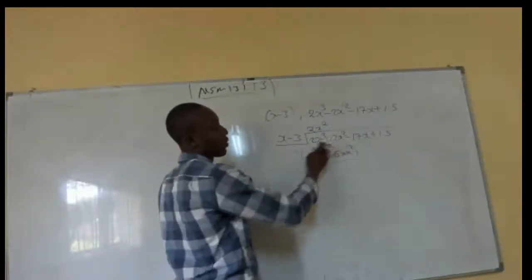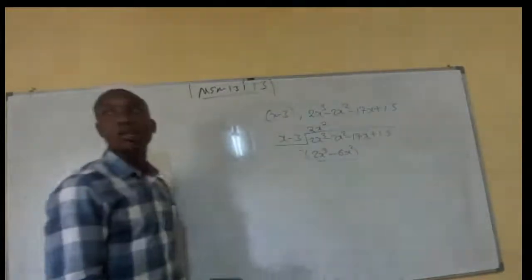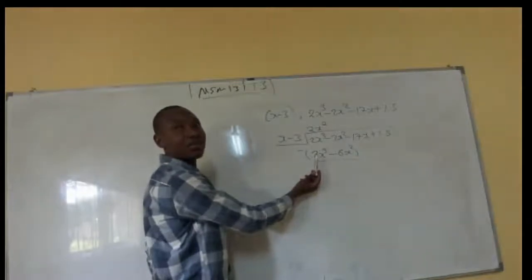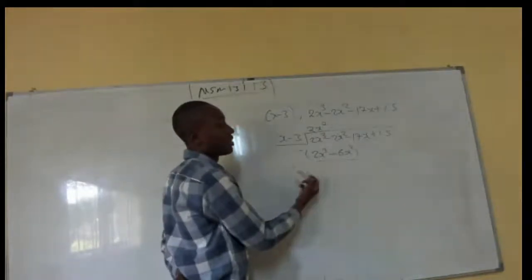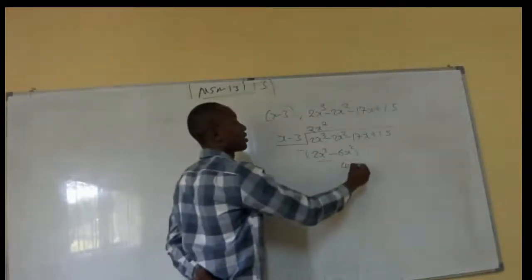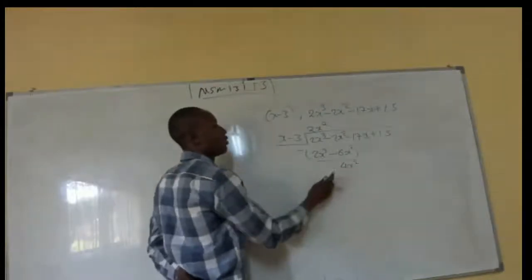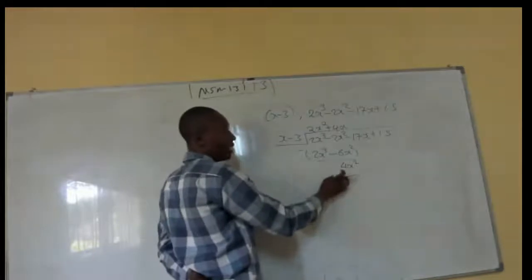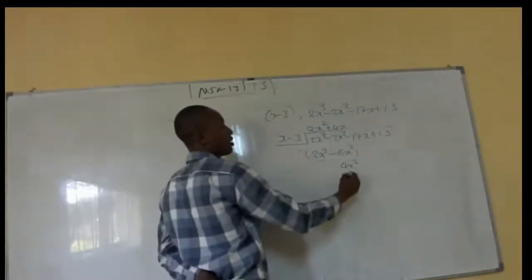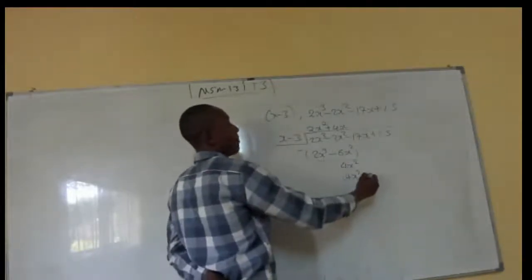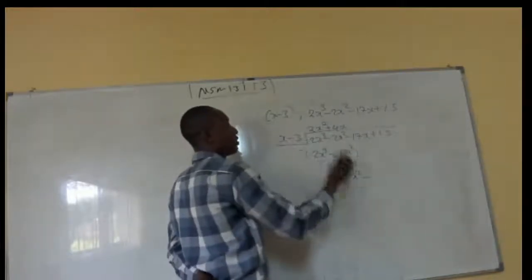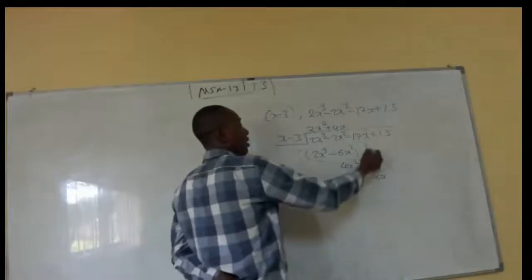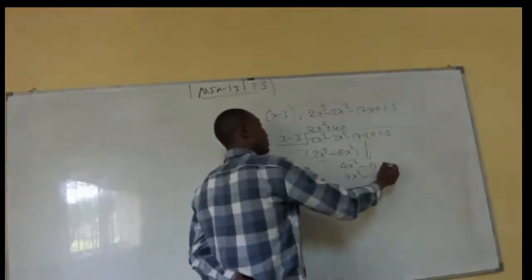Negative 2x squared minus minus, so minus minus is positive, right? So we have 4x squared. X into 4x squared is 4x. 4x multiplied by this, we have 4x squared, minus 4x times negative 3 is what? 12x. Then bring down the 17x.